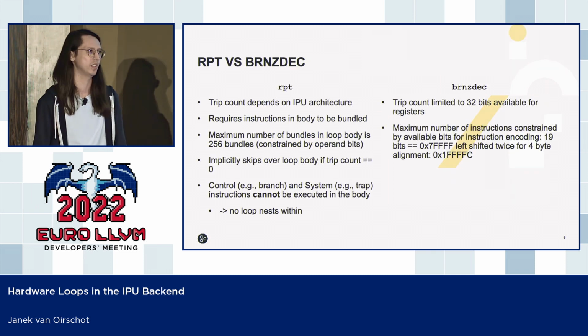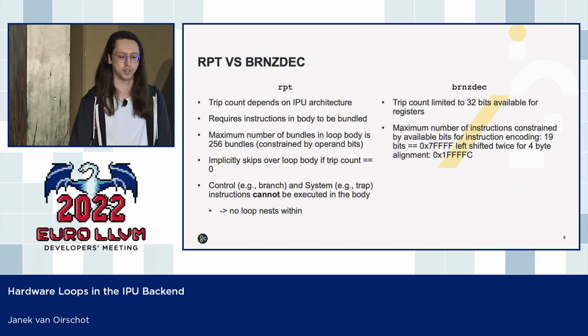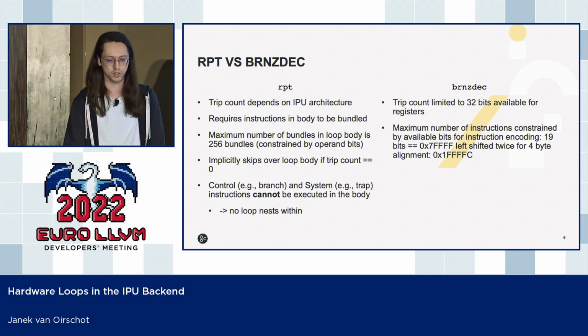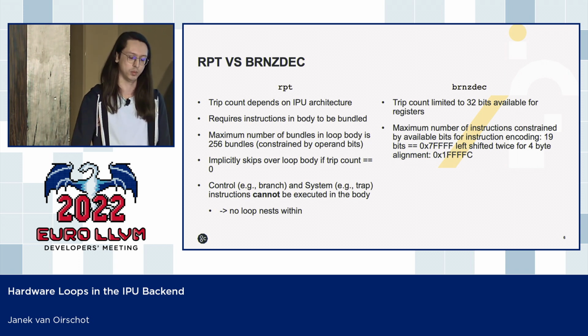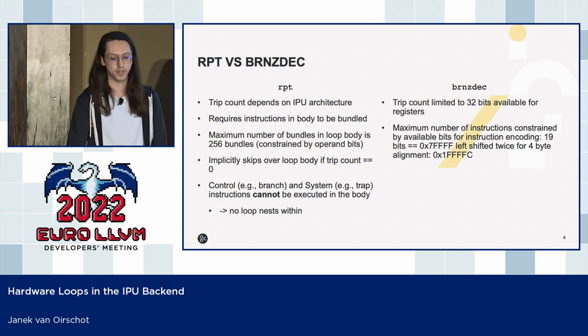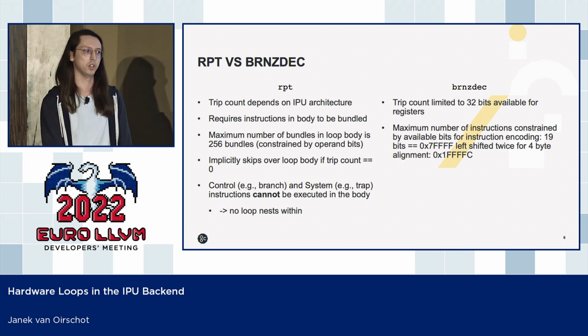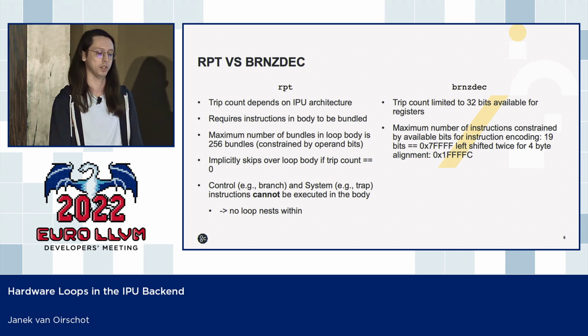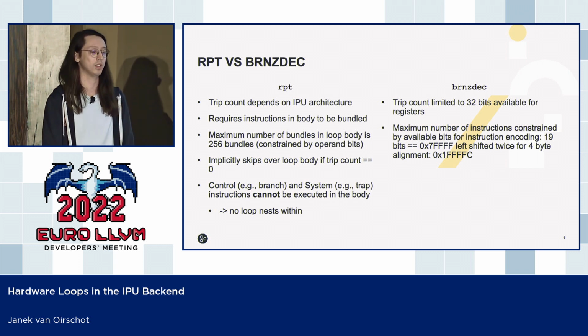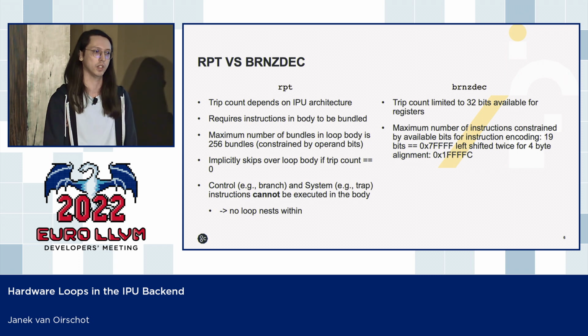Some of the characteristics and constraints of either: for the repeat, the trip count that it takes depends on architecture. So we have different sizes for different architectures. It requires the instructions within the loop body to be bundled. The maximum number of bundles within the loop is limited by the encoding size that we have, which is 8 bits with an offset, so 256 bundles. Implicitly, it skips over loop bodies in case the trip count is 0.